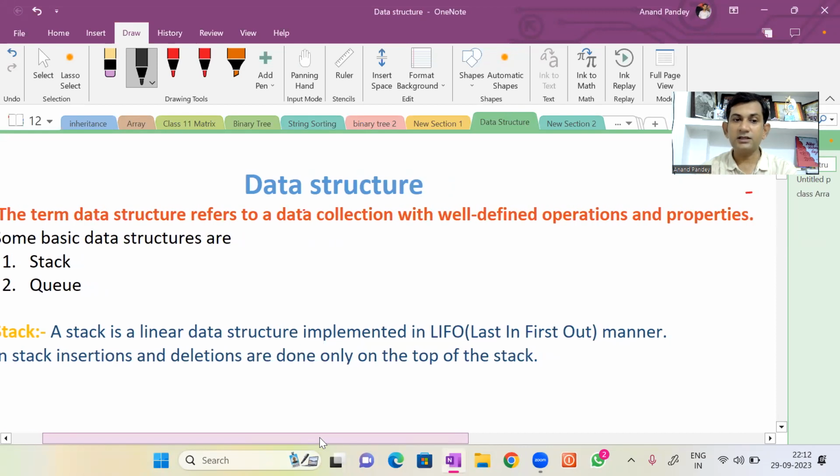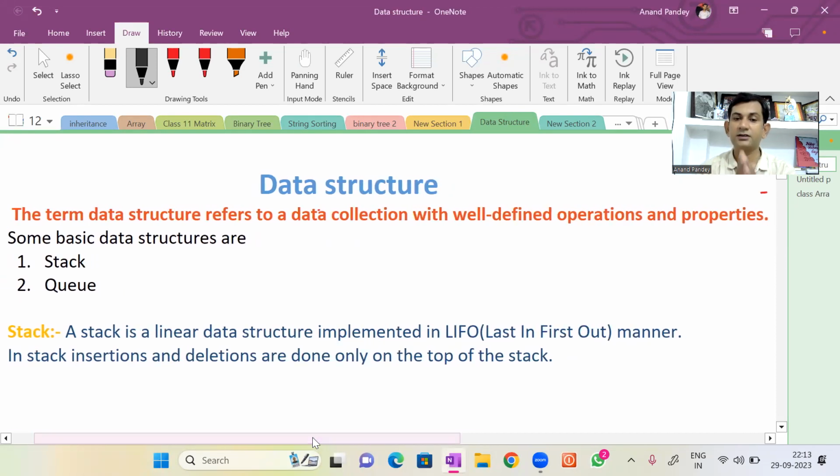On the screen you can see I have written the definition in red color. Data structure. The term data structure refers to data collection with well-defined operations and properties. This definition you can learn to write in the examination. And I will explain this definition. I will make it clear. Sure, I will make it clear.